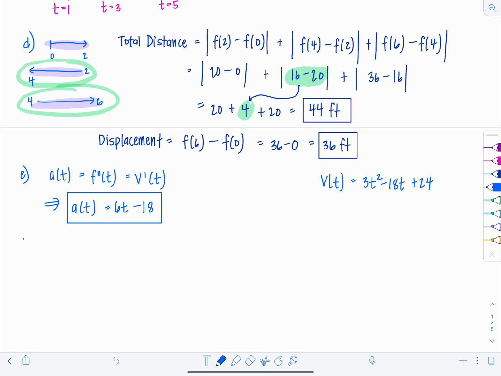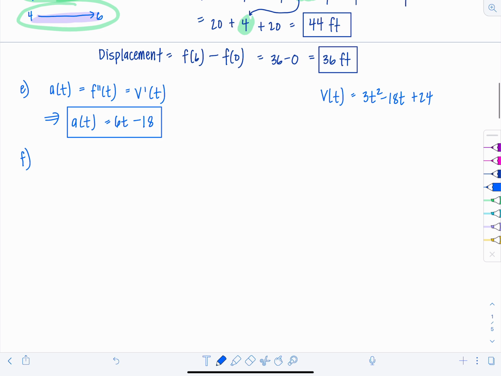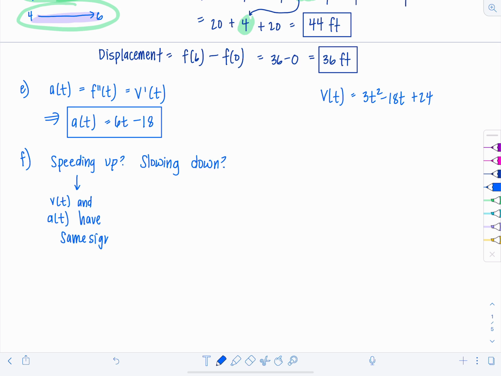And the last question, I won't scroll up, I'll just remind you what it says. It says, when is the particle speeding up? And when is it slowing down? So in order to answer that question, you have to understand one basic principle, and that is the particle is speeding up when v of t and a of t have the same sign, and it's slowing down when v of t and a of t have opposite signs.